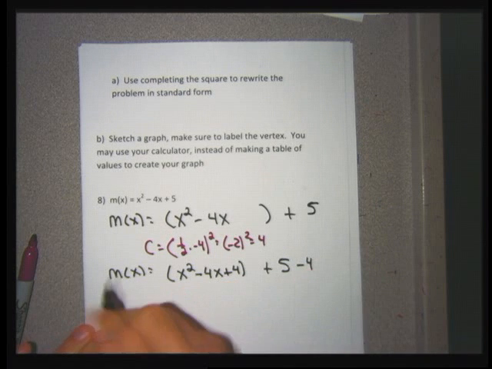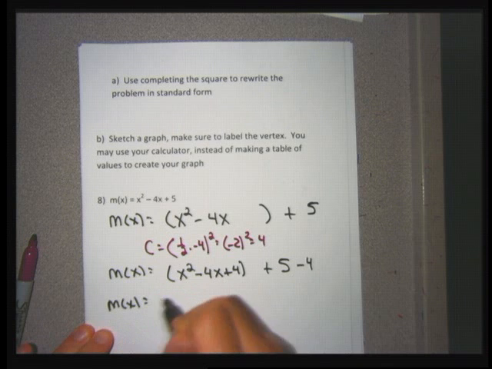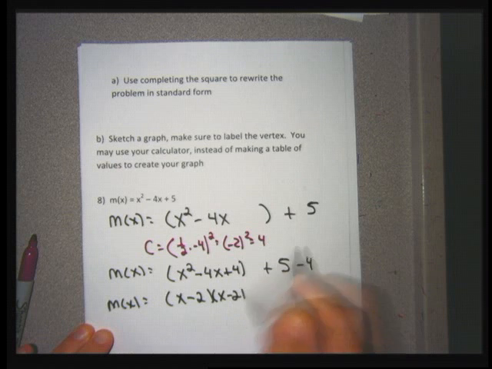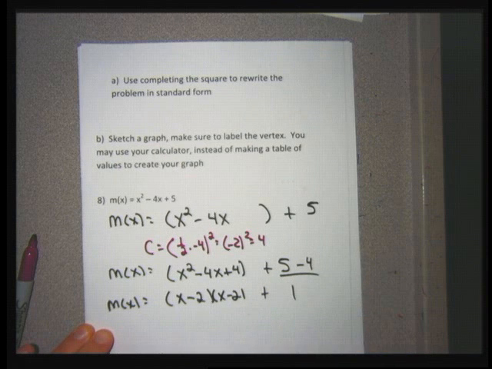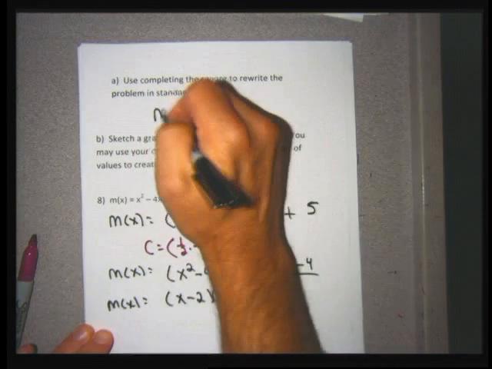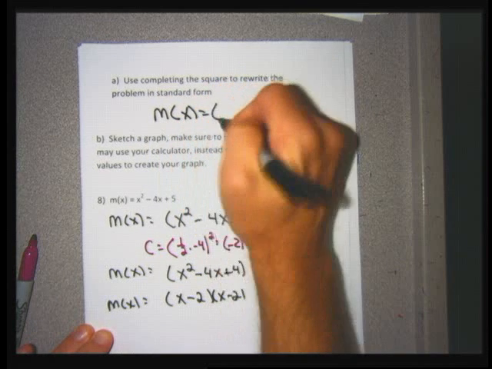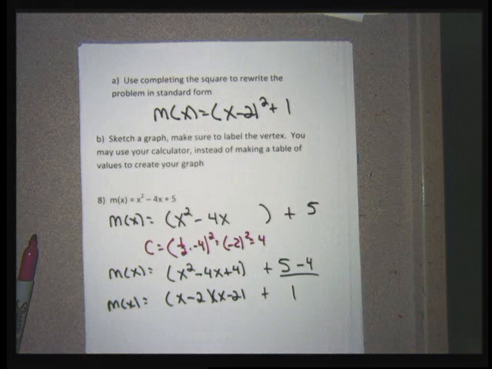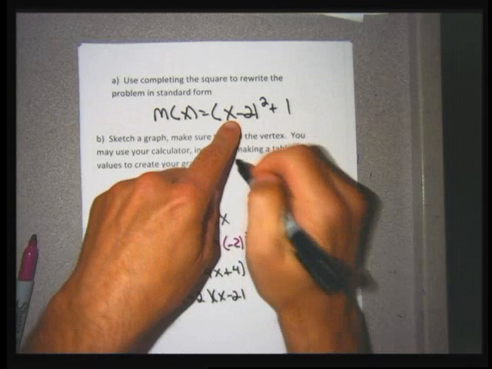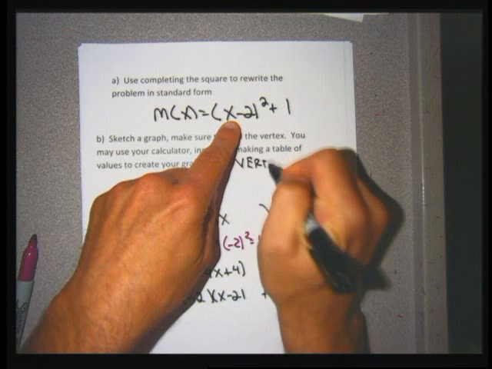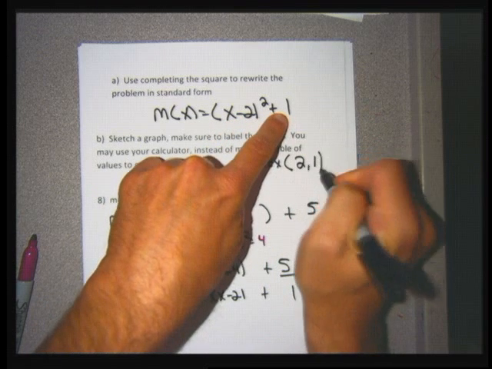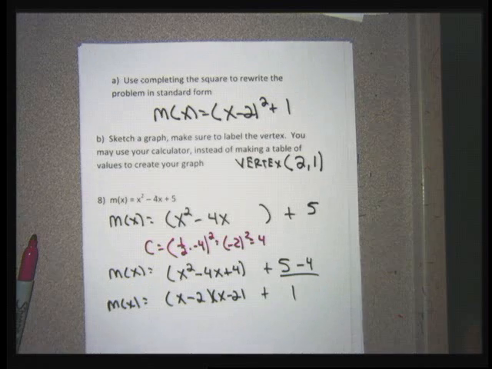I'm going to factor the parentheses, and that's going to factor into x minus 2 times x minus 2. I'm going to combine those to a 1, and the standard form here is going to be m of x equals x minus 2 squared plus 1. For the vertex, when I go to sketch my graph, I change the sign of the number inside the parentheses. That's going to be the x-coordinate of my vertex. I keep the number outside the parentheses. That's the y-coordinate of my vertex. The vertex is going to be at 2, 1.